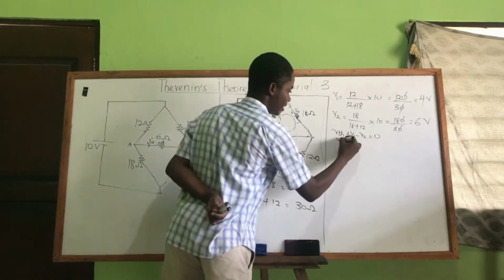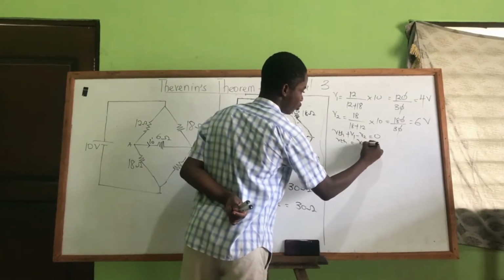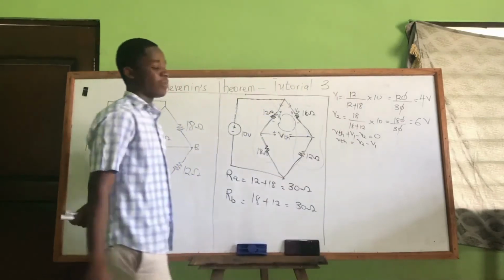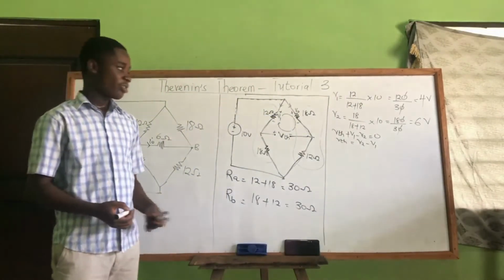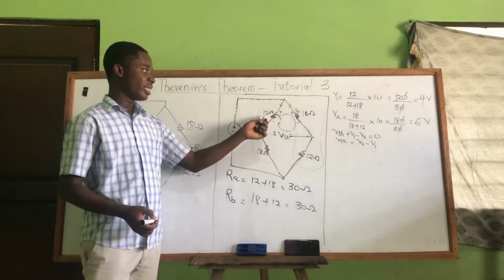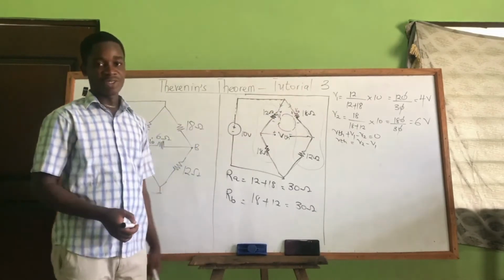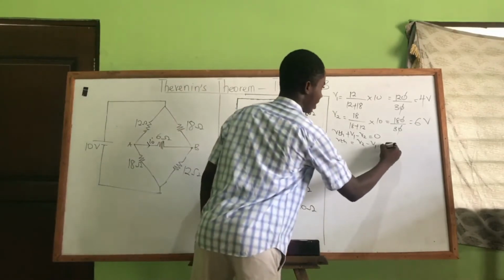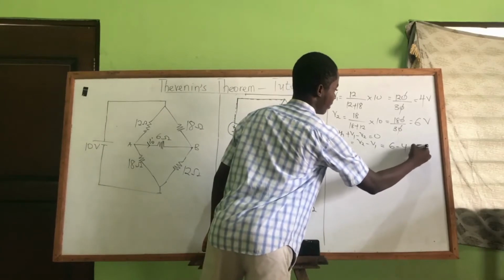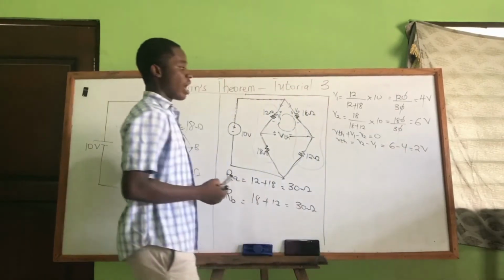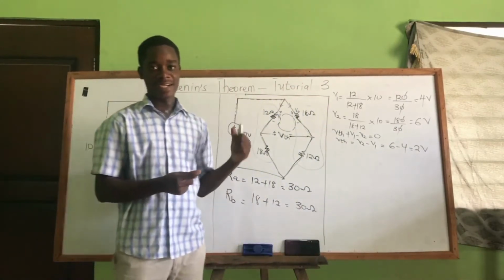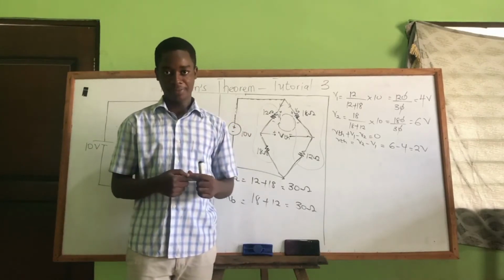So my VTH is equal to what? My V2 minus my V1. So for us to get VTH, I have to subtract the voltage here from the voltage there. And that one is giving us what? 6 minus 4, giving us 2 volts. So our VTH in this diagram is 2 volts.